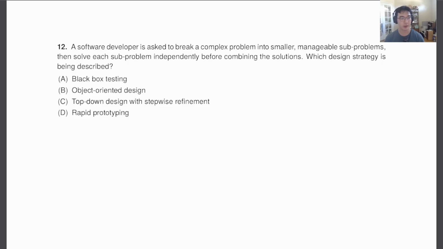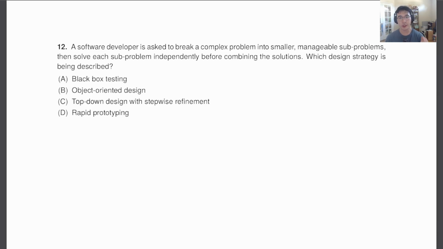All right, let's go to question 12. A software developer is asked to break a complex problem into smaller, manageable subproblems, then solve each subproblem independently before combining the solutions. Which design strategy is being described? To put it into my own words, it sounds like we have a big overarching problem that might be quite complicated to think about, and we're trying to make it manageable by breaking it into discrete, smaller problems that I can probably attempt to do. So, which design strategy is being described?